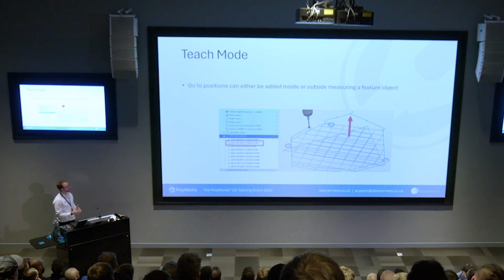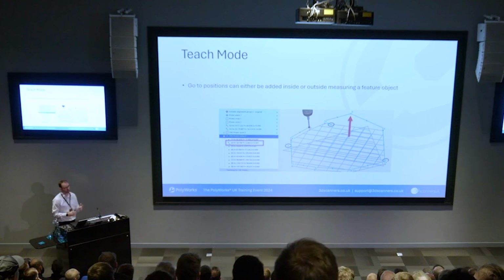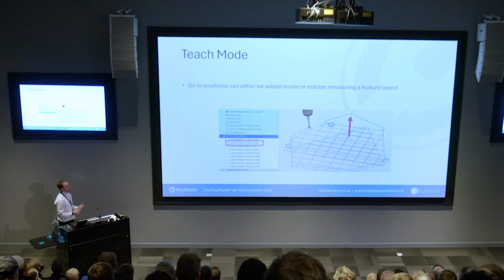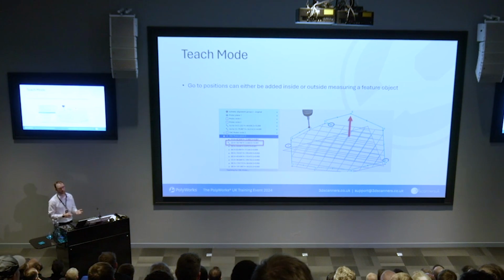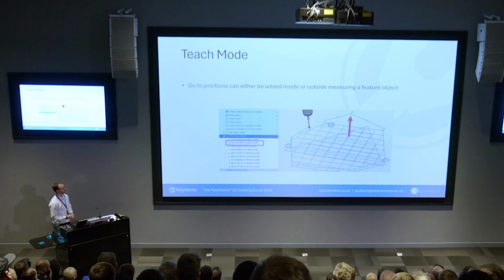Any go-tos are also added, whether that's in the object itself, in the feature. For example, if you're measuring a plane and you need to jump over a clamp, that will be included in these steps as well, or whether you just need to take a go-to position outside of the object itself. Regular users of CNC CMM with PolyWorks will be familiar with the clearance distances, both before and after measurements. That is something that isn't active with this, so you will need to be careful with your go-to positions and any safety clearances. That isn't automatically included straight away.